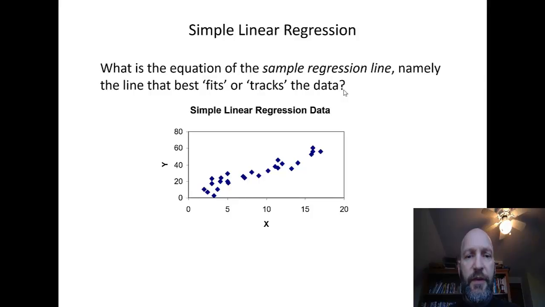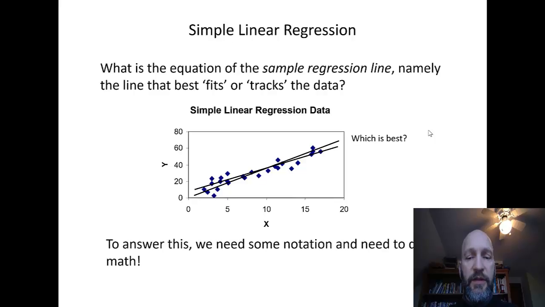As stated previously, we want to know what the nature of the relationship is between x and y. We can look at the scatter plot and see that there is a relationship, but we want to know what the best fitting line is for this data. Is it this line? Is it this line? Or is it some other line? We want to know which one's best. And in order to do that, we're going to have to get into some math.